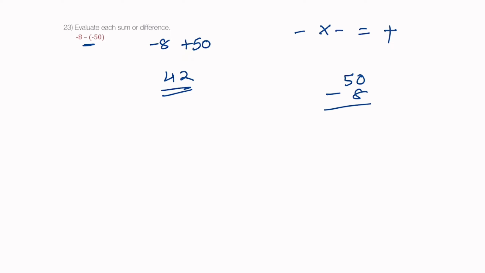And 23rd question. Minus 8. This becomes plus 50, because minus times minus gives us plus. 50 minus 8 is 42. This is something that you can do mentally. You don't need to go here and do it, right? Like this. You don't need to.